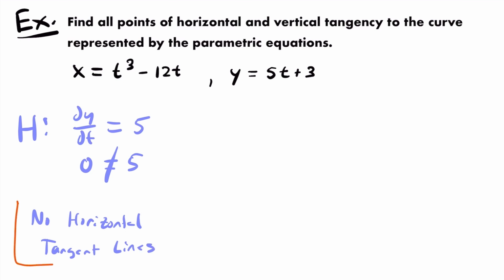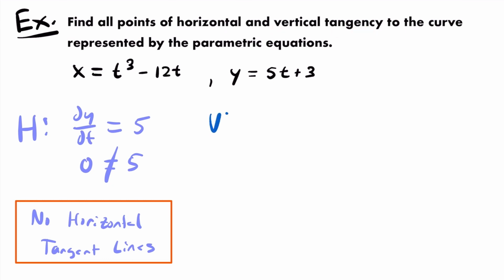All right, so we know there's no horizontal tangent lines or no points of horizontal tangency, but what about points of vertical tangency or vertical tangent lines? Well, to find those, we need to find dx/dt, and then we'll set that equal to 0. And dx/dt is the derivative of x with respect to t, and so we'll take the derivative of t cubed minus 12t. For t cubed, we'll use the power rule for derivatives.